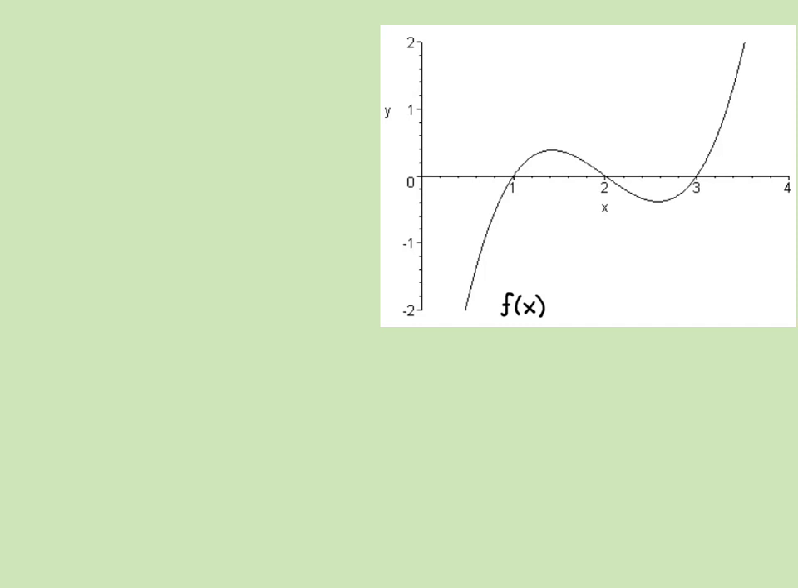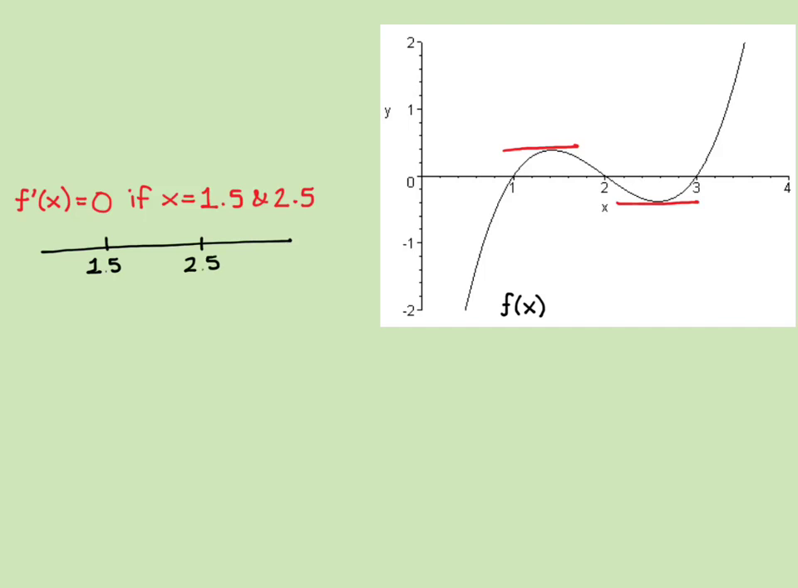Let's try another one. So here we see a function f of x and we want to sketch a graph of its derivative. The first step is to find any points where we have horizontal tangent lines. So it seems like f prime of x equals 0 at x equals 1.5 and 2.5. We draw our number line and we label 1.5 and 2.5 on it. And then we look everywhere else to see where the function is increasing or decreasing.